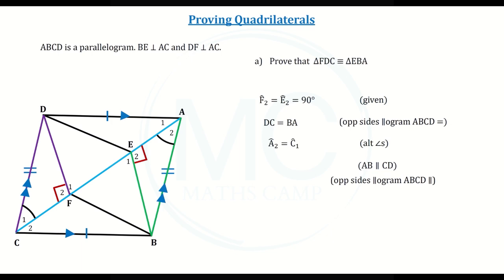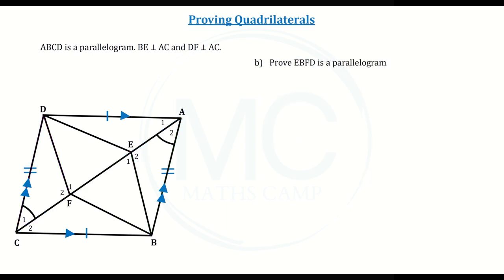Now in our triangles, we have two pairs of corresponding angles and one pair of corresponding sides. So as our answer, we can say triangle FDC is congruent to triangle EBA because of AAS, for angle, angle, side. Part B: prove EBFD is a parallelogram.